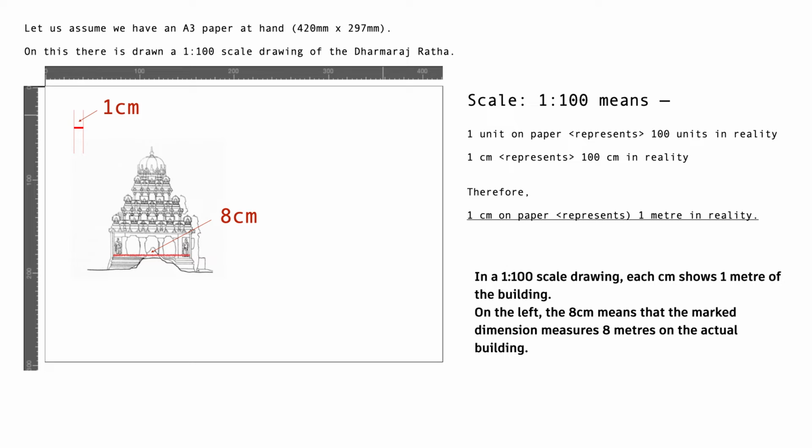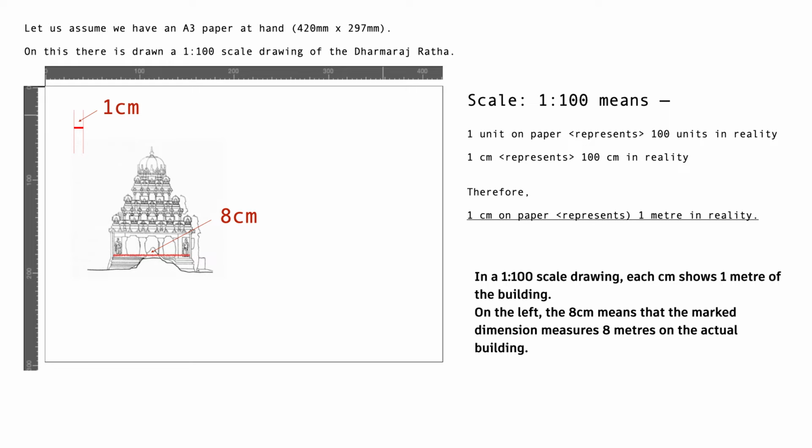So as we have seen in the inverse drawing before, 1 in 100 means that the drawing is reduced 100 times. This means that the drawing is 1/100th of the size of the actual. So the one face that is 8 meters long is reduced 100 times. Now 8 meters is 800 centimeters. So to reduce this 100 times gives us 8 centimeters. So one of the faces is drawn 8 centimeters wide and the rest of the building is proportional to that 8 centimeters. So we get a drawing of the Dharmaraj Ratha at 1 in 100 scale.